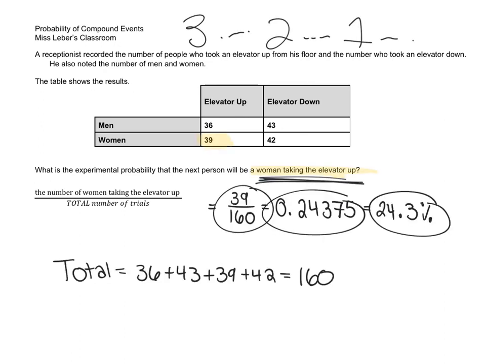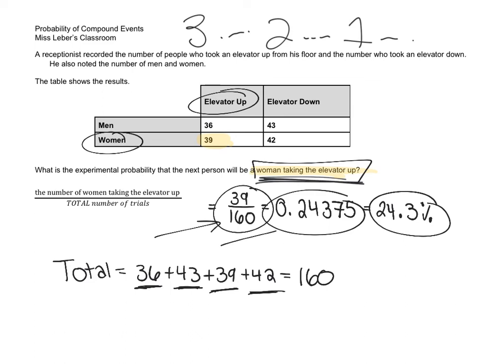Alrighty, and there we go, math friends. So again, using that table to our advantage, it says the woman taking the elevator up. So I was looking for the women as well as the elevator up, and which would match that row and column. Problem did not give me the total, so I had to find it myself. There were 160 trials because you add up the men who took the elevator up, the men who took the elevator down, the women who took the elevator up, and the women who took the elevator down to get your total. That helps you set up your fraction, and you can turn your fraction to a decimal by just dividing 39 divided by 160. And then if you want, you can turn that to a percent.